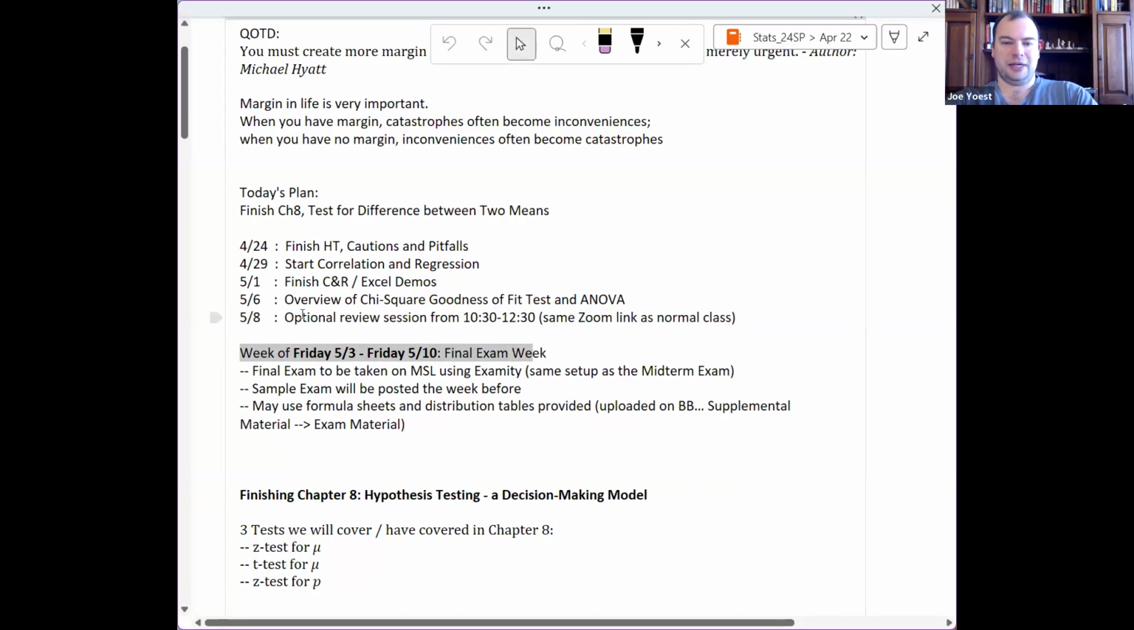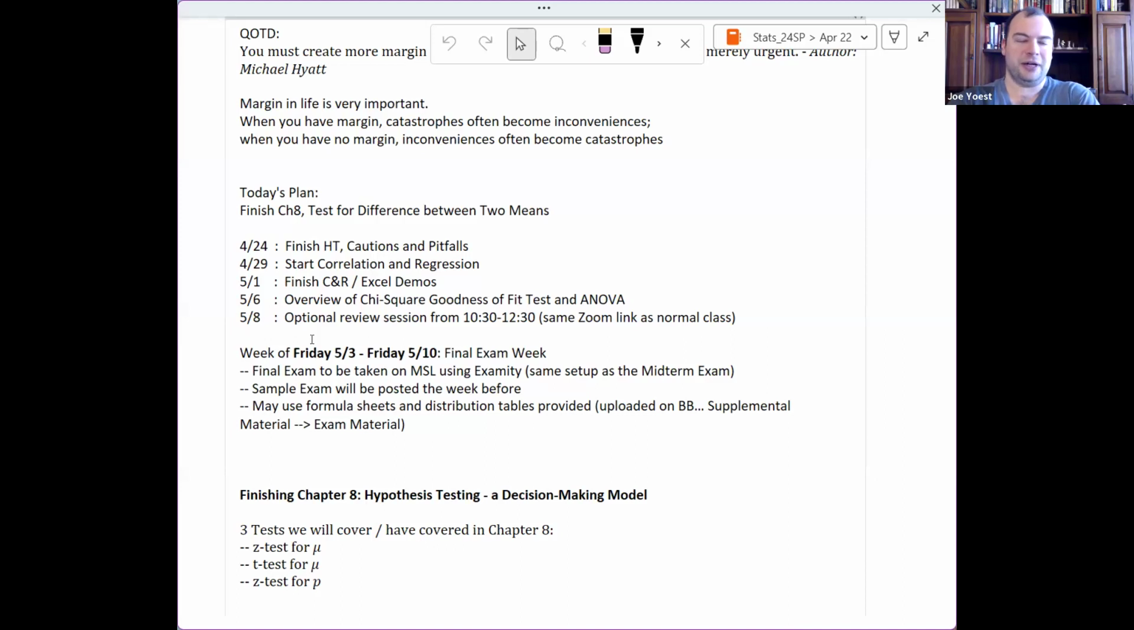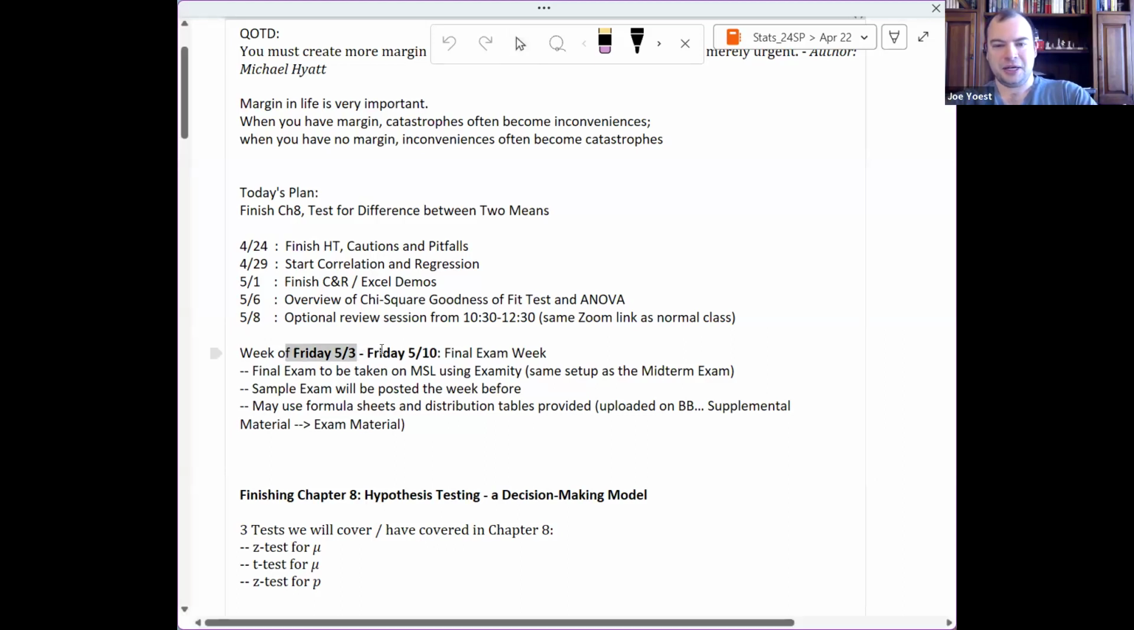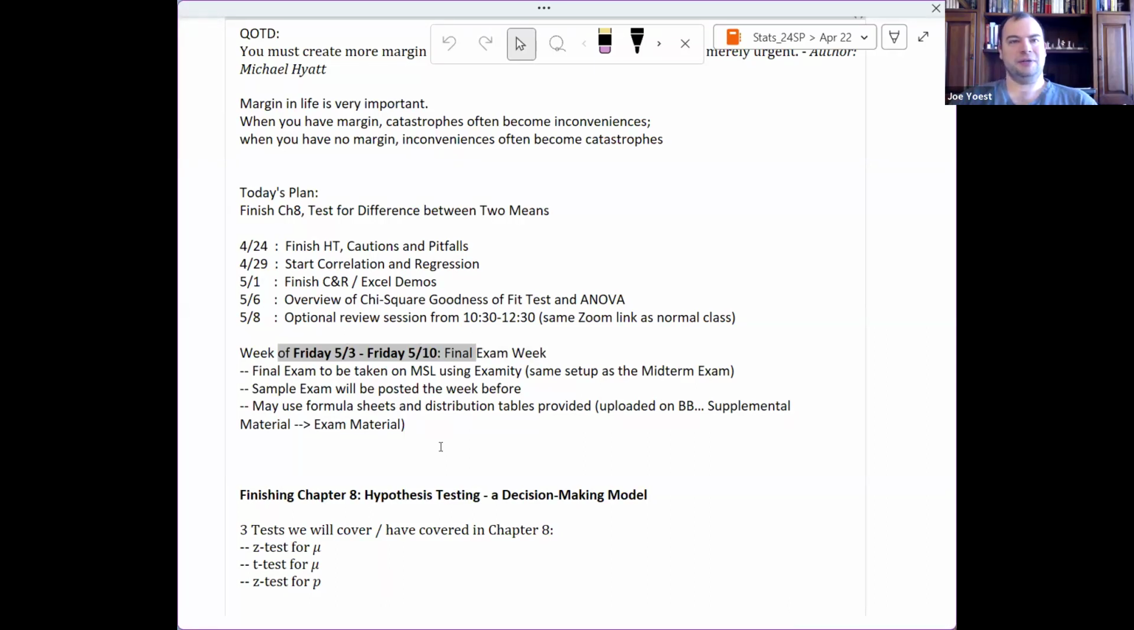And the reason that we have that optional review session on the 8th is just by college policy, we have to have some kind of meeting during basically our final exam time. The final exam is going to be taken on my stat lab through Examity, and you can take it anytime during the week of Friday 5/3 through Friday 5/10. So I'm giving you a little earlier than the start of final exam week to start the final exam, just that way you have a full week, you have the weekend, if that's the time that works best for you, available.